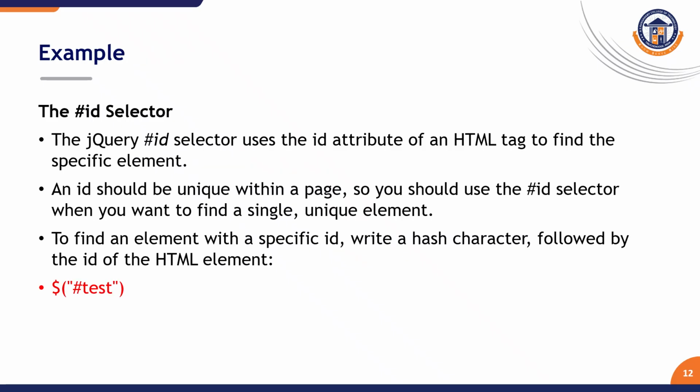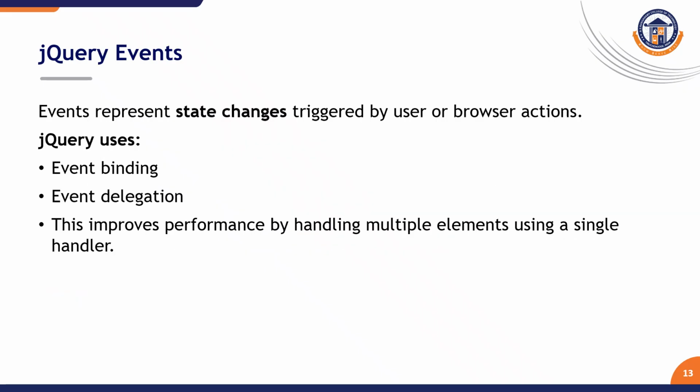The ID selector. The jQuery ID selector uses the ID attribute of an HTML tag to find the specific element. An ID should be unique within the page, so you should use the ID selector when you want to find a single unique element. To find an element with a specific ID, write a hash character followed by the ID of the HTML element, like this.